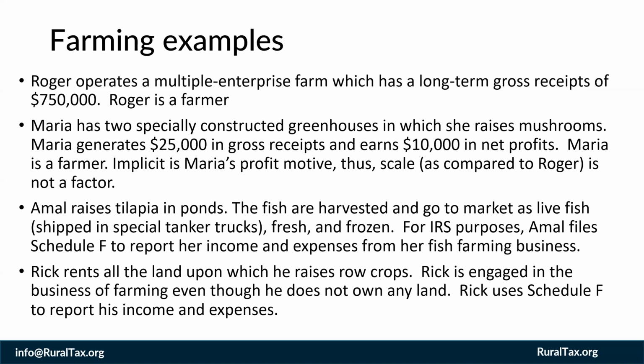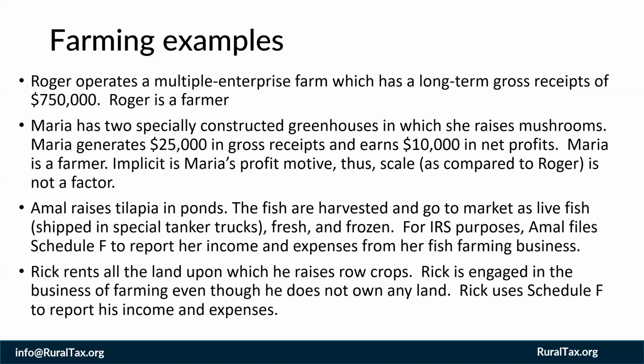Implicit here in this particular example is that Maria does have a profit motive, and therefore scale, as compared to Roger, is not a factor. Roger has $750,000 worth of gross farm income, as opposed to Maria's $25,000. So we can look at what we are doing. What is the opportunity? What's being pursued? In Maria's case, she's raising mushrooms and she has a market for it, and she's generating net profits. She's still a farmer. We then have another individual, Amal, raising tilapia, which is otherwise known as Nile perch.